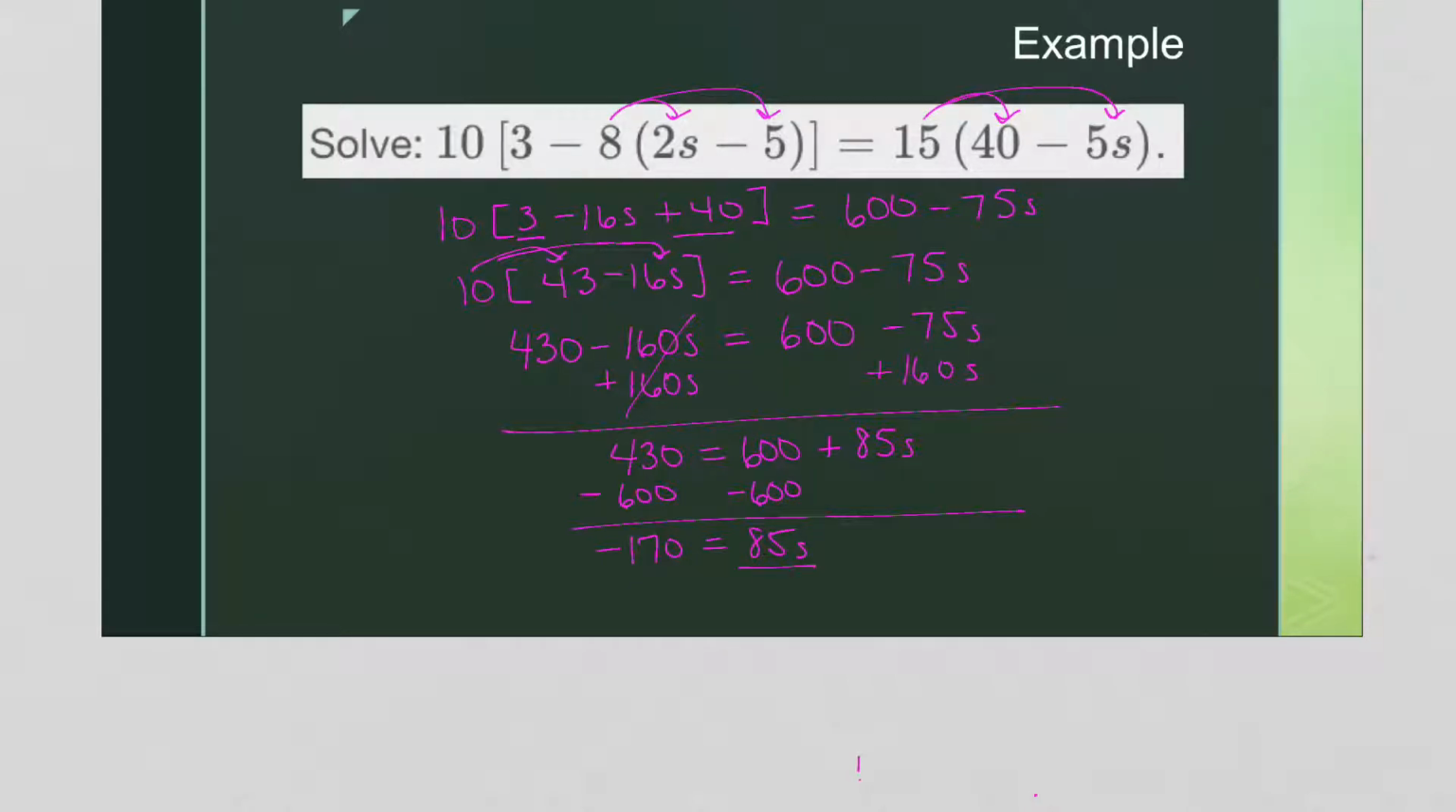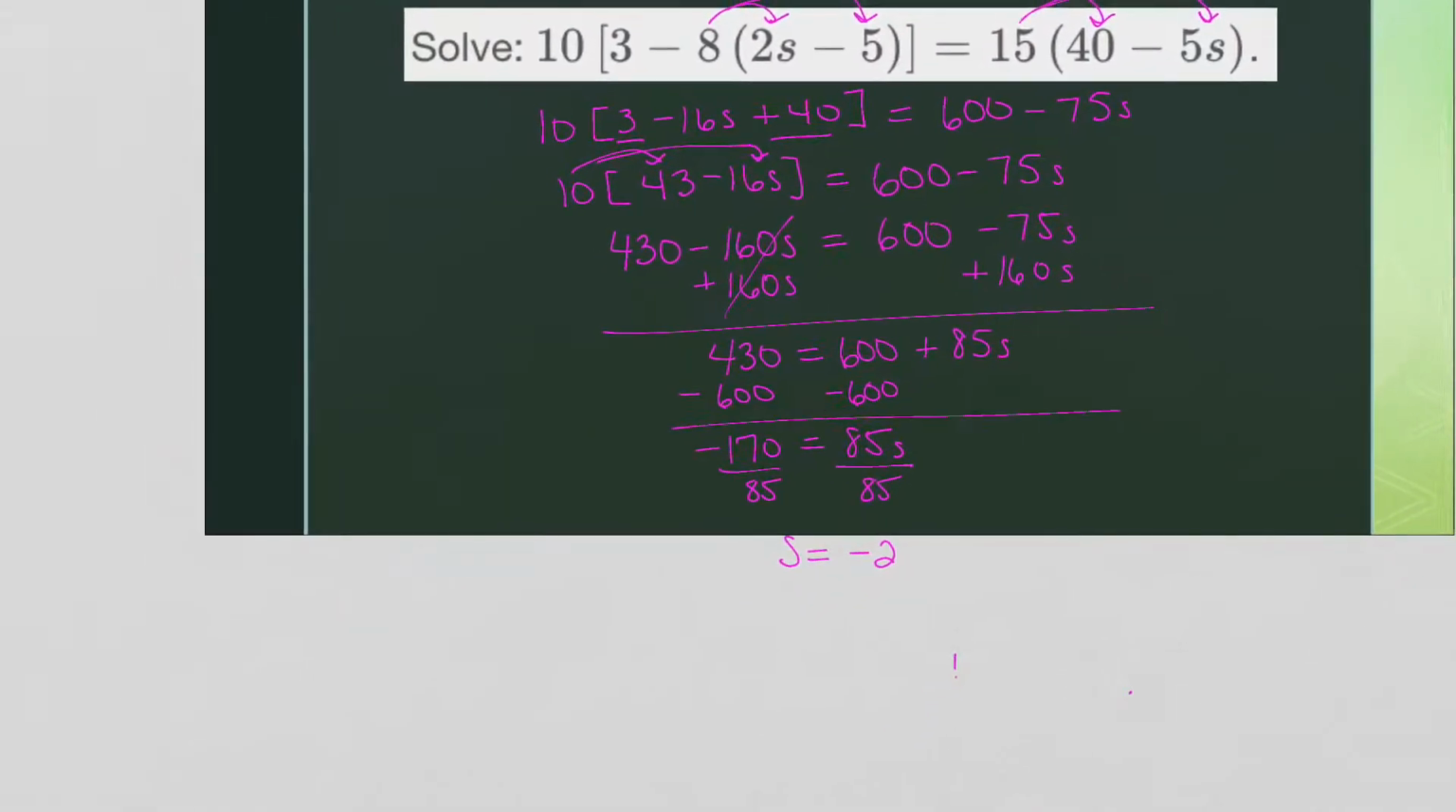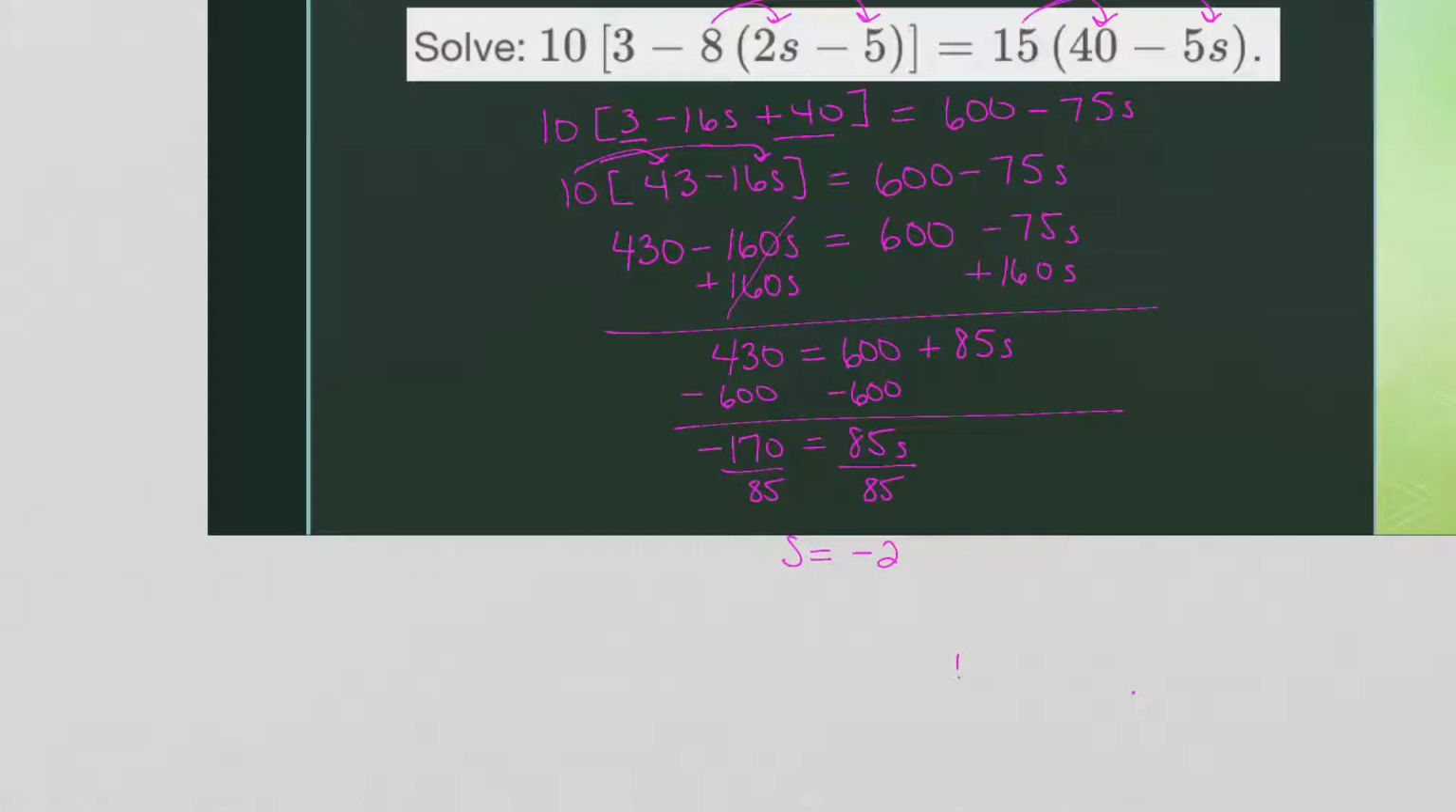And now I want to divide both sides by 85. So I get that S is equal to negative 2. All that for negative 2. Goodness. Okay, so now here's what we're going to do. We're going to check our work. So we're going to put negative 2 in everywhere we see S.